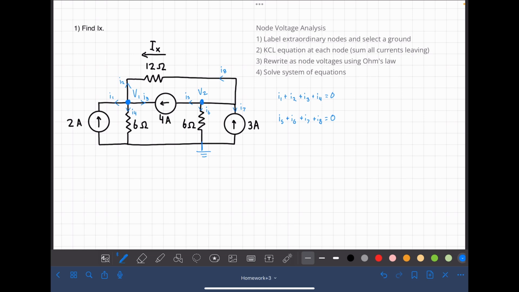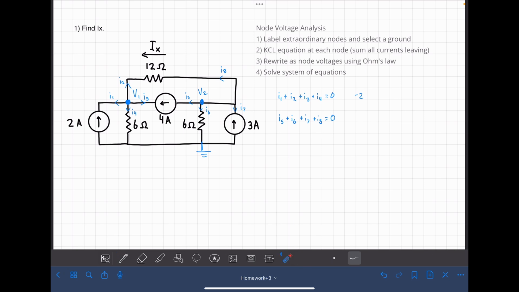And now we're going to go to our next step. We're going to rewrite these equations using Ohm's law and the given currents here. So let's rewrite this first one here. So I1, that's this current here, that can be rewritten as -2 because we know we have a current of 2 amps going in this direction, and I1 is opposite of that. So I1 can be -2.